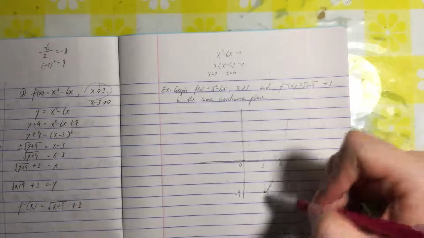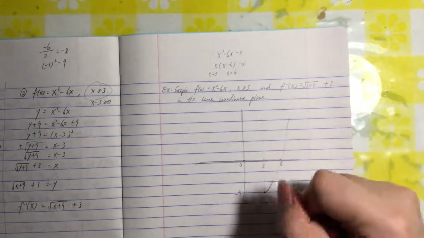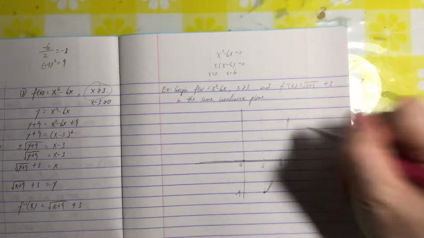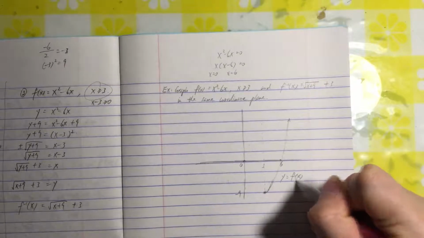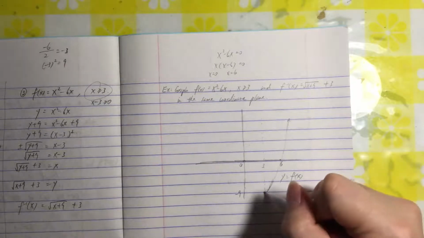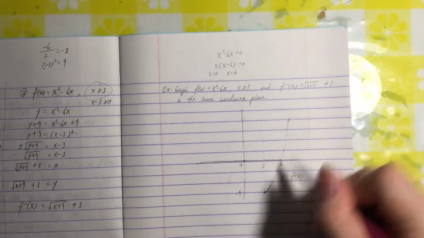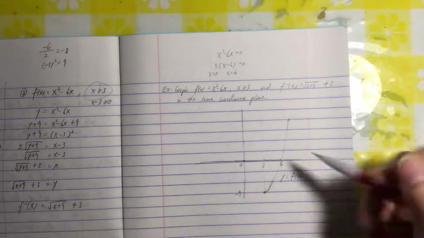We only have half of the parabola because we only graph the part where x is greater than or equal to 3. So that's the graph, y equal to f of x. It terminates at 3. We only graph the part where x is greater than or equal to 3. Next, how can we graph the inverse function here?